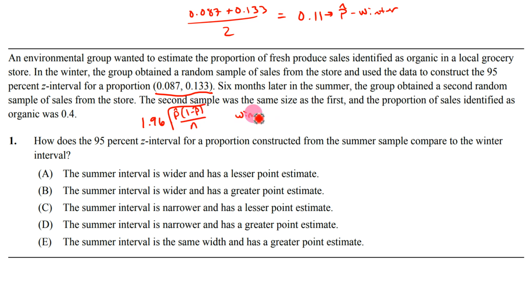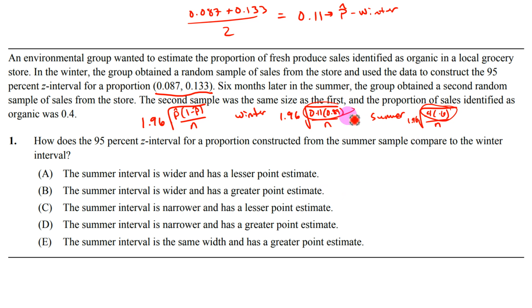So for winter, it'd be 1.96, and we'd have 0.11 and 0.89 over n. And for summer, 1.96, that's not going to matter, and we'd have 0.4 and 0.6 over n. This number is going to be bigger than this. So that means we're going to have a wider interval in the summer.